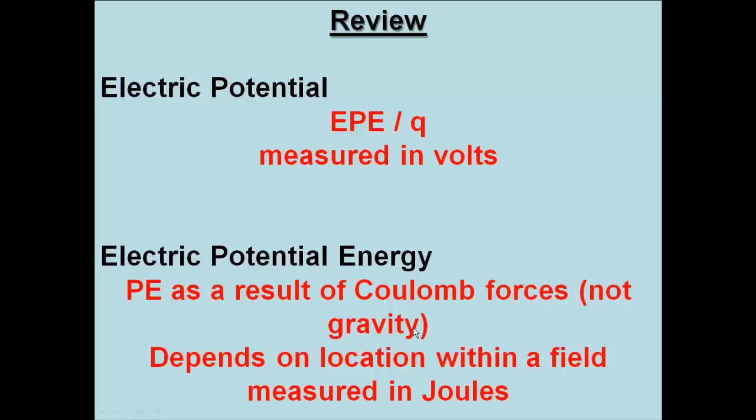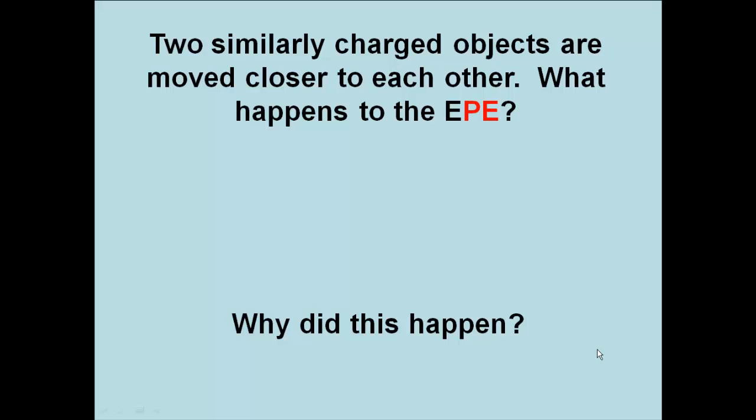So here it is as a review. Electric potential is the energy per charge. We measure it in volts. Potential energy, the electric potential energy, this one is due to Coulomb forces, not gravity. It depends on the location, right? As we move it farther or closer away, and of course we measure it in joules.